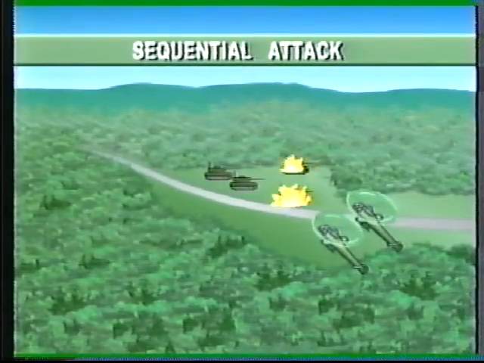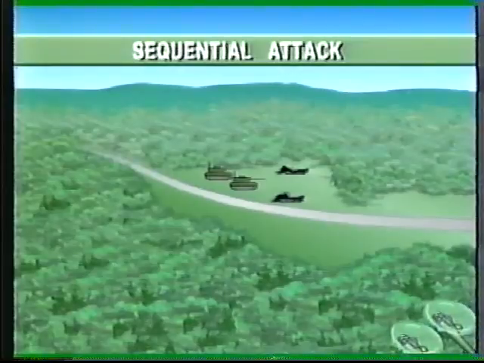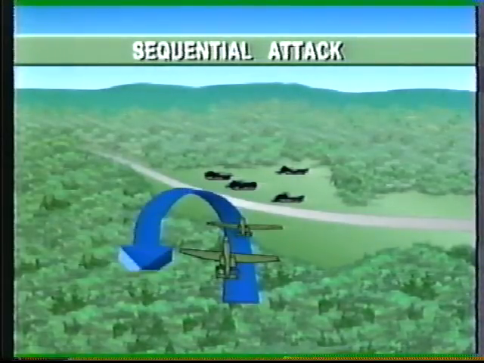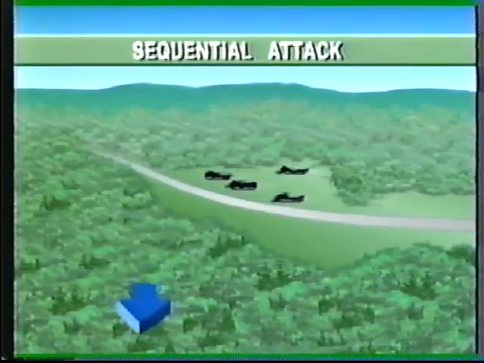The sequential attack is used when the target area is small and its approaches are limited. It is designed to keep continuous pressure on the enemy, with one element engaging while the other is maneuvering to a new firing position.